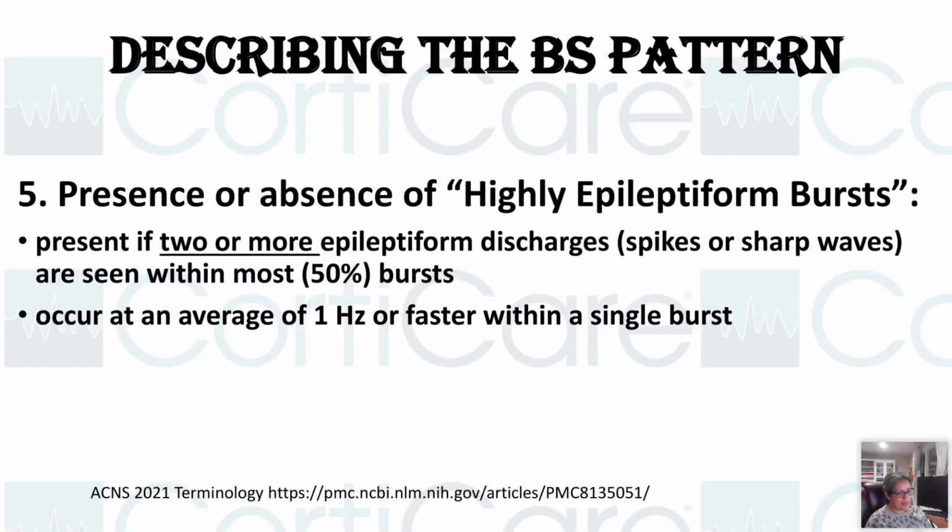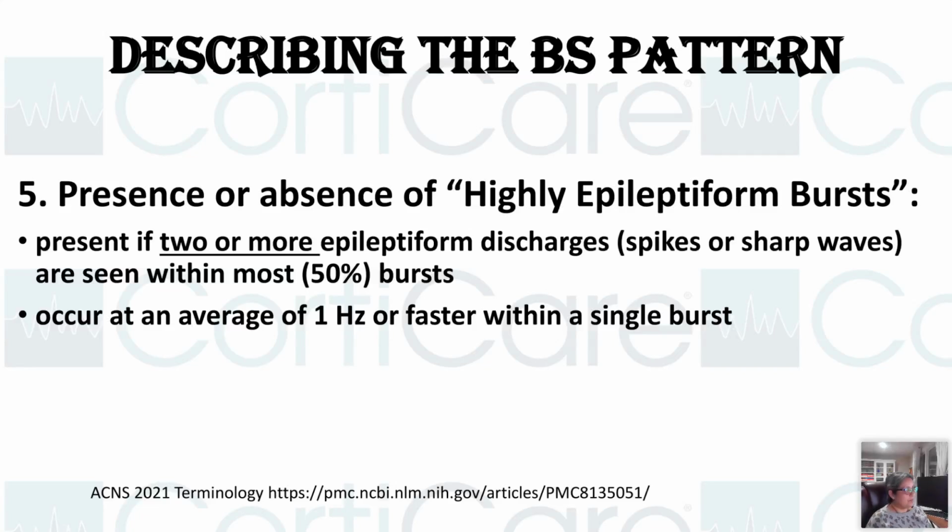Not all bursts are epileptic, but we do have epileptic bursts and highly epileptiform bursts. The ACNS guidelines specifically talk about us describing our bursts if the highly epileptiform bursts are present or absent. Like I said in the beginning, burst suppression is an abnormal pattern. The bursts can be seizure fragments, right? Maybe they are less than 10 seconds, so that's the target.